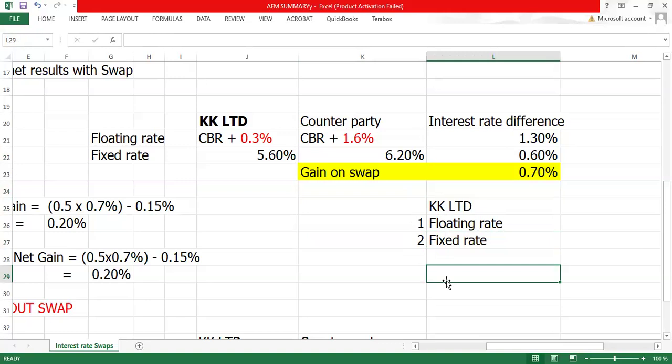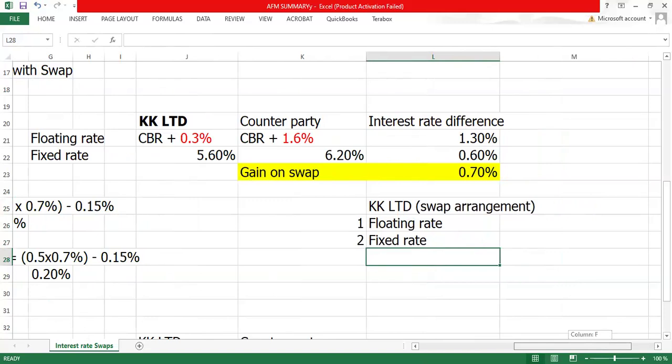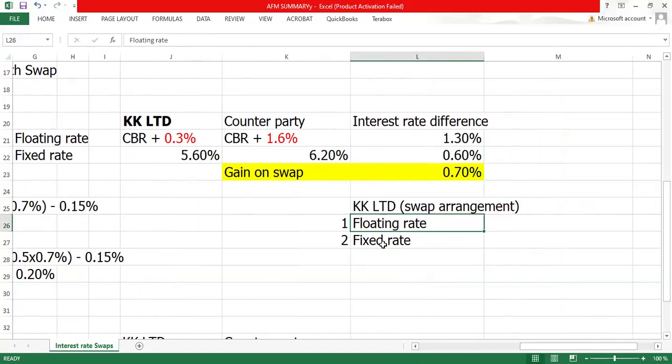Now, because it is benefiting in two rates, we will be asking ourselves, where does it benefit more? Is it when it is paying floating rate or when it is paying fixed rate? Remember, this is in a swap arrangement. Now, the question is, where does it benefit more? Who can tell me where does it benefit more? When it is paying a floating rate or fixed rate?